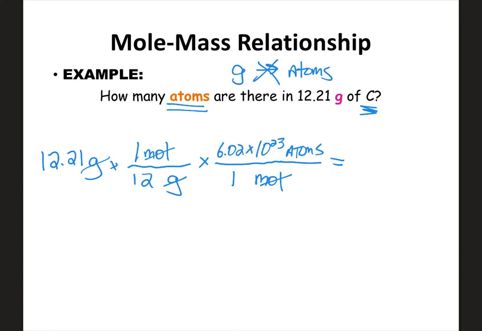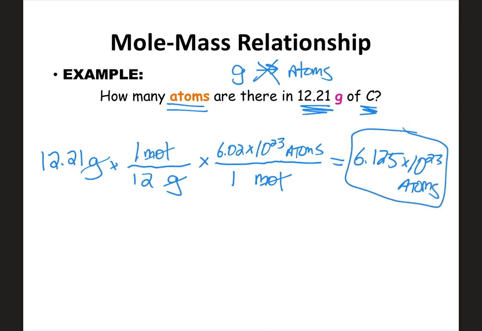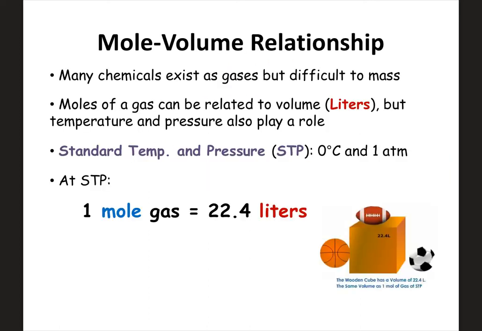Now you just need to do your math, and watch your sig figs in this one. There's going to be 4 sig figs. So you got 6.125 times 10 to the 23rd atoms with correct sig figs and units. So make sure you can actually get this number and just be careful with that. You can't go directly from grams to atoms. You can only go from grams to moles. There's 1 mole for a certain number of grams.